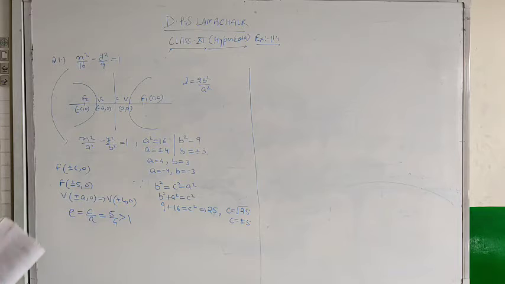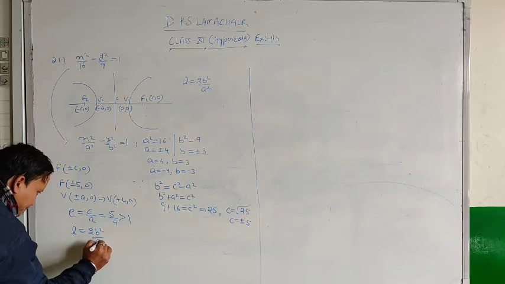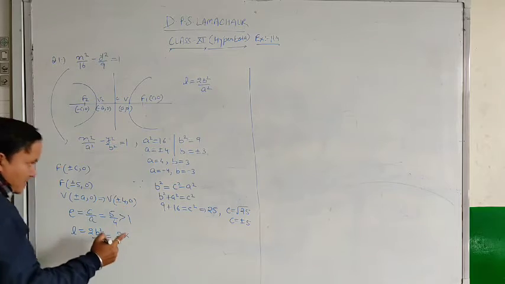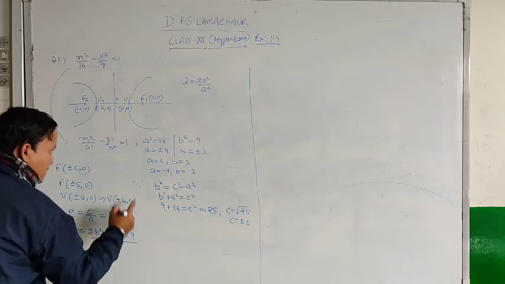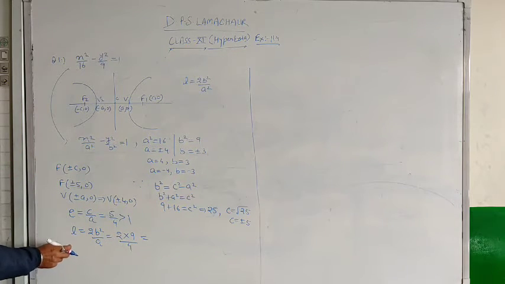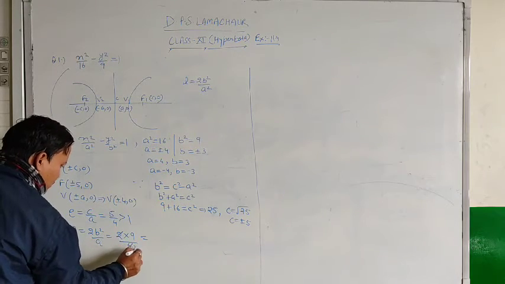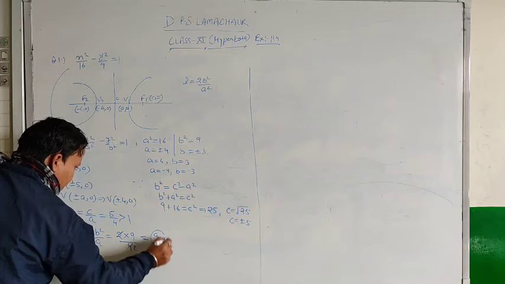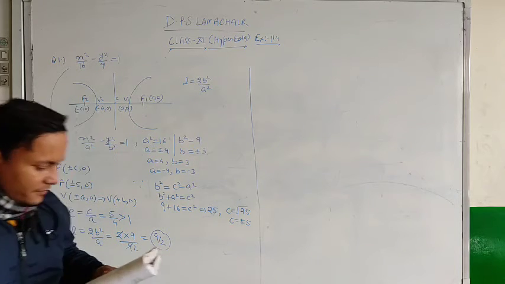And length of latus rectum is 2b square upon a. Put the values here: 2 into b square, the value of b square is 9, upon a, a is 4. Take the positive value because length is always positive, so we cannot take the value of a as negative here. So this will be 9 upon 2. This is the length of latus rectum, and these are the other information. Okay, pause the video and take the screenshot.